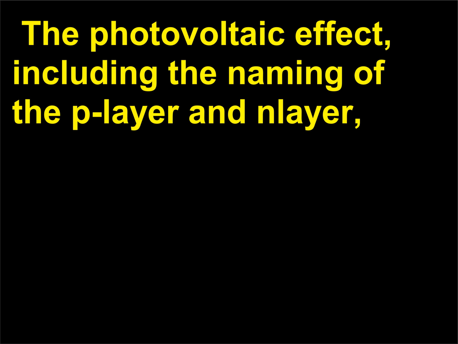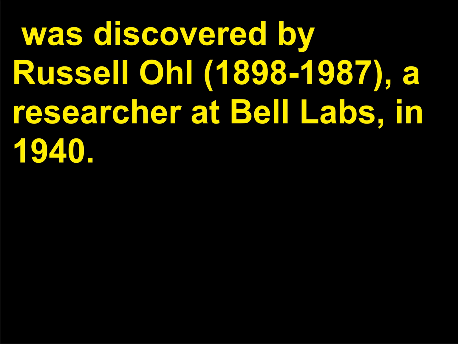The photovoltaic effect, including the naming of the P layer and N layer, was discovered by Russell Ohl, 1898–1987, a researcher at Bell Labs, in 1940.